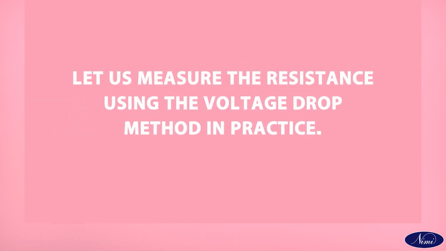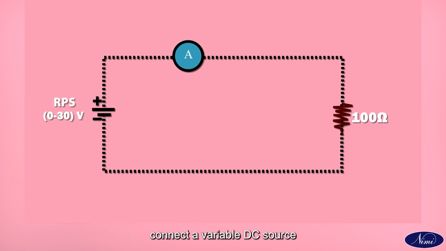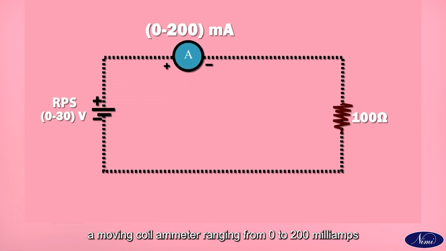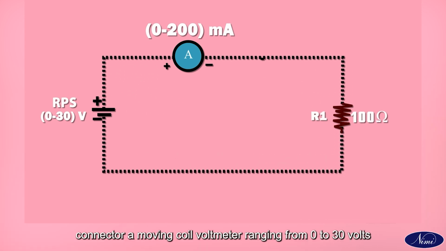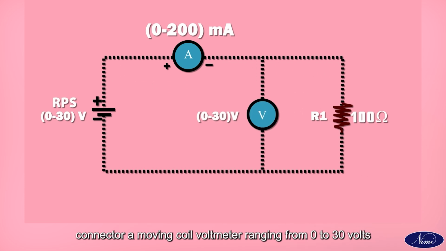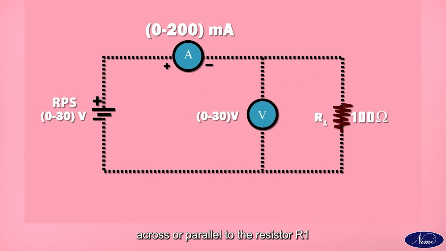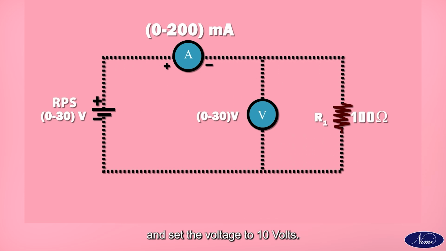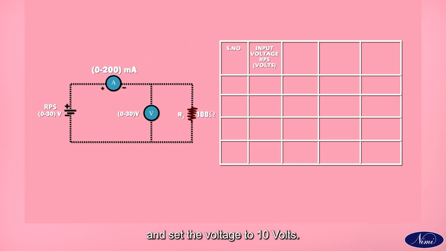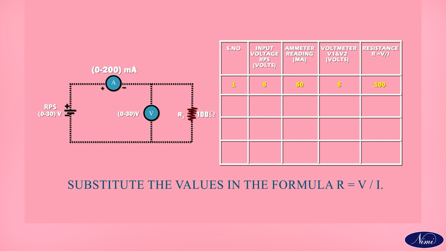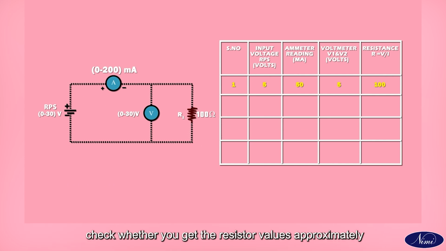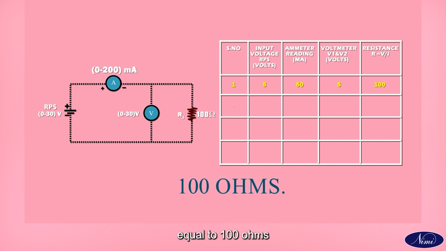Let us measure the resistance using the voltage drop method in practice. Take a 100 ohm metal film resistor. Connect a variable DC source, a moving coil ammeter ranging from 0 to 200 milliamps, and a 100 ohm resistor R1 all in series. Connect a moving coil voltmeter ranging from 0 to 30 volts across, or parallel to, the resistor R1. Switch on the variable DC source and set the voltage to 10 volts. Note down the ammeter and voltmeter readings. Substitute the values in the formula R is equal to V upon I.